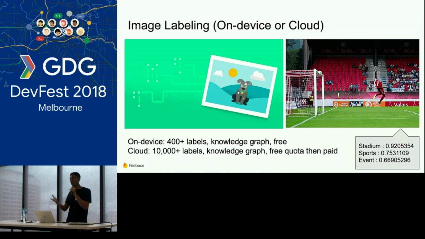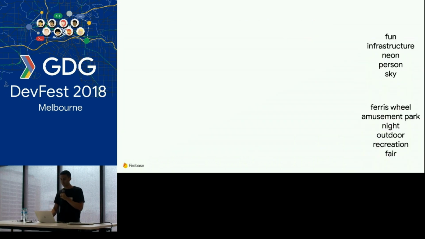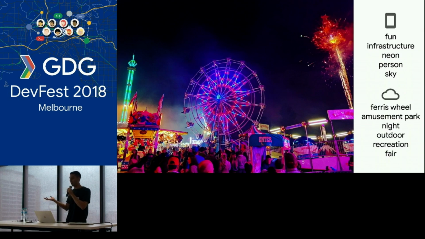And as usual, the on-device version is going to be free. The cloud-based one will expand those labels further, and then it turns into a paid product after a free quota. And just as an example, this is the kind of differences you're going to get with the on-device version versus the cloud version. So at the top, you'll see the sort of labels for this image for the on-device version, and at the bottom, the cloud labels.